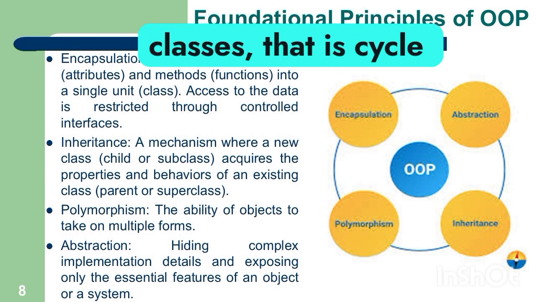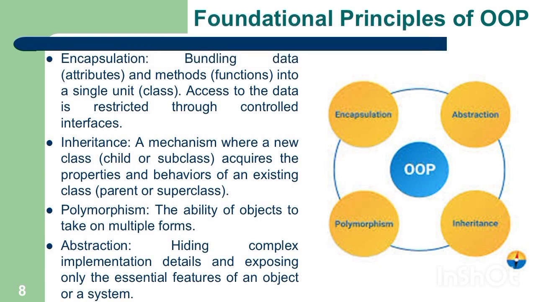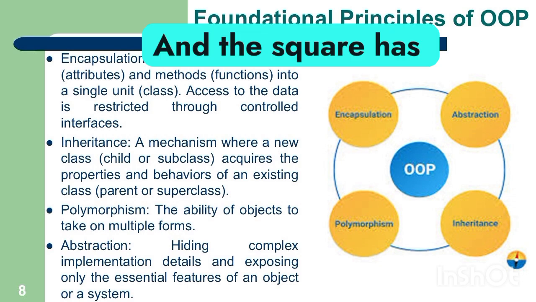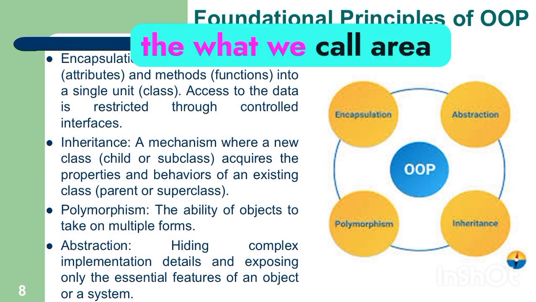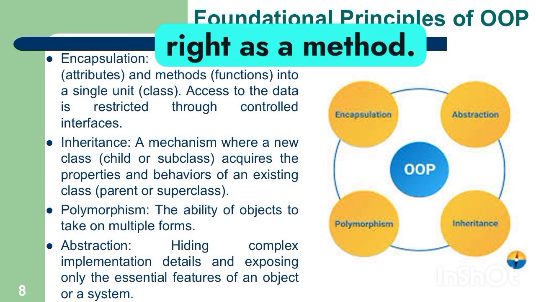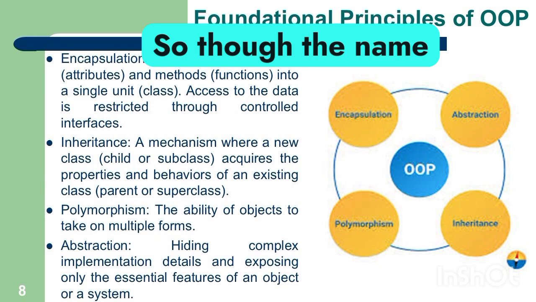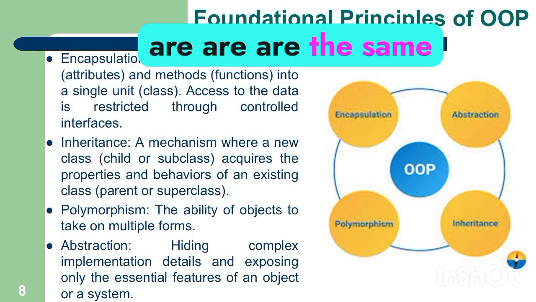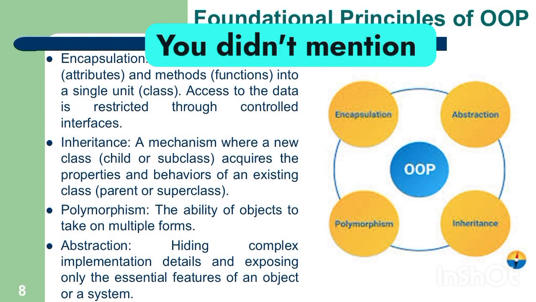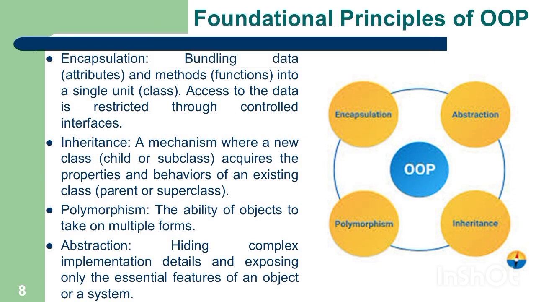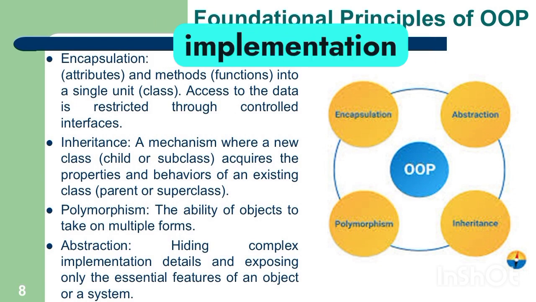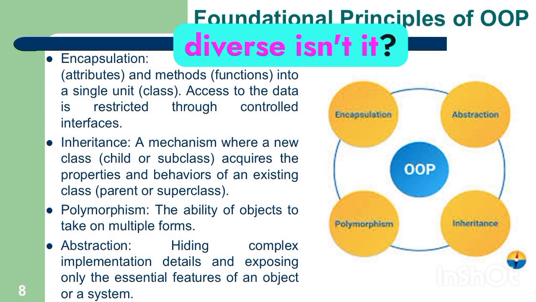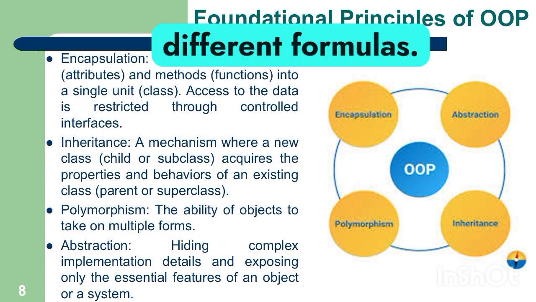We consider two classes, that is circle and square, each with a method called find the area. So you see both the circle and the square have what we call area as a method. Though the name and purpose of this method in the classes are the same, like find the area, you did not mention which area, right? The internal implementation, that is the procedure of calculating the area, differs, isn't it? So both have their different formulas.